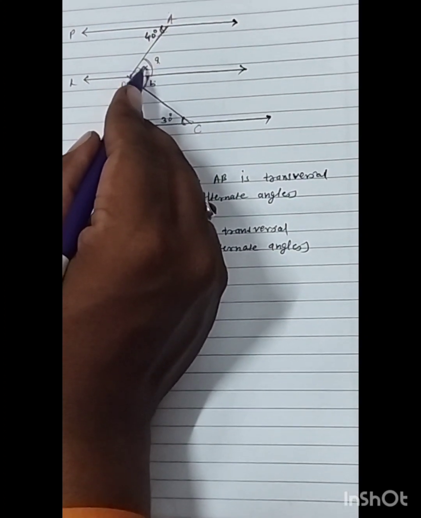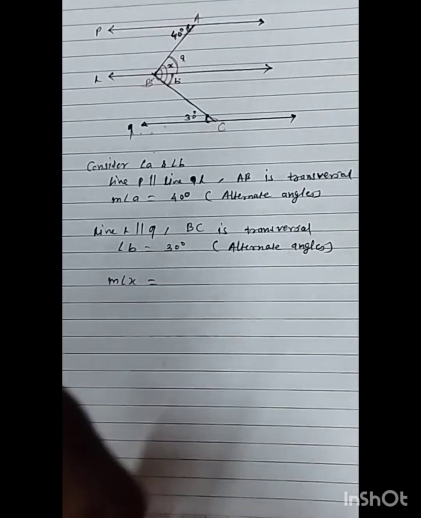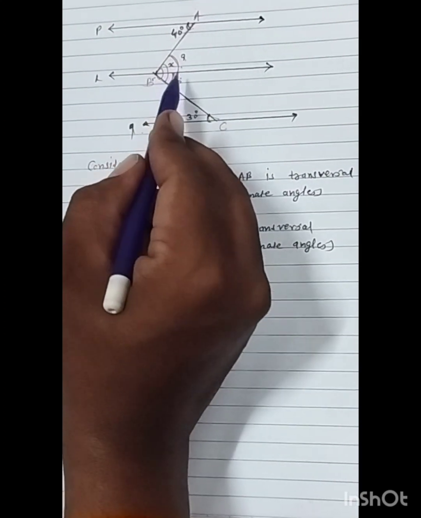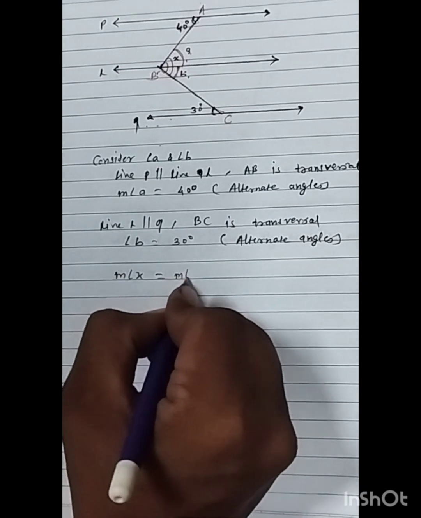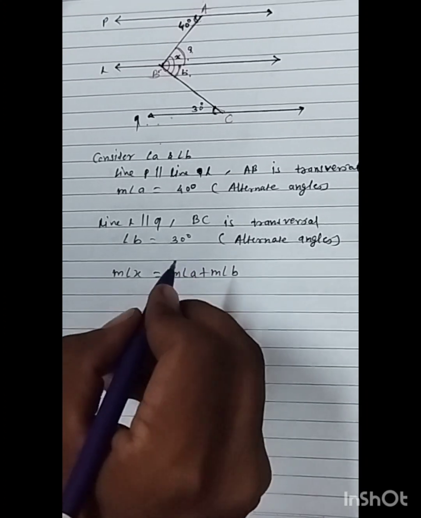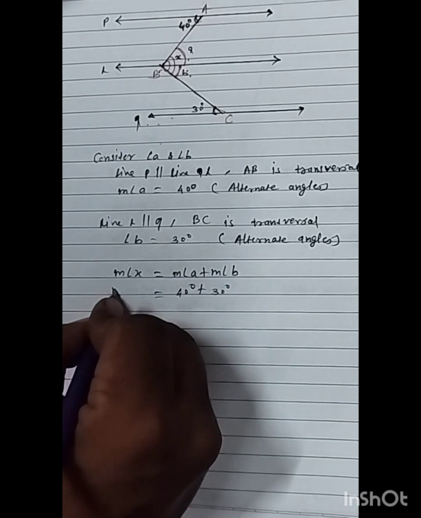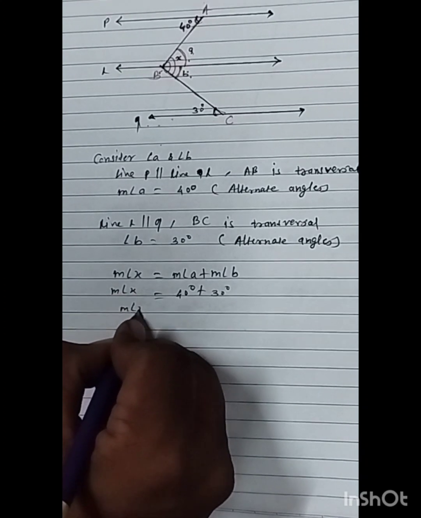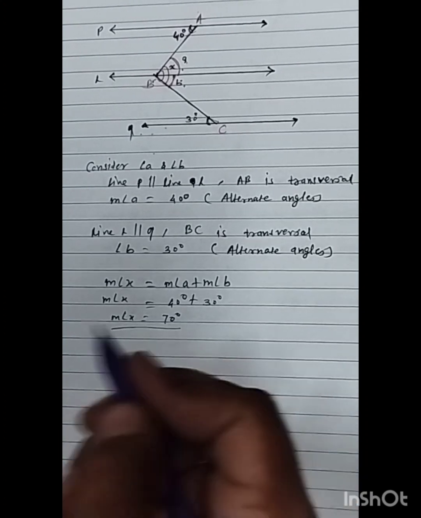So what we have to find is the measurement of angle X. So what is the measurement of angle X? So you will get this angle A and angle B. Okay, so we can write measurement of angle A plus measurement of angle B. So A we got 40 degree, B we got 30 degree. So measurement of angle X is equal to 70 degree. So like this we will get the answer.